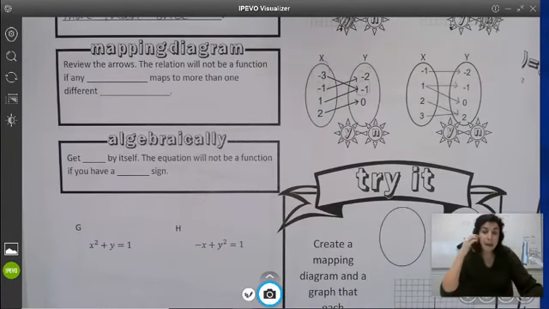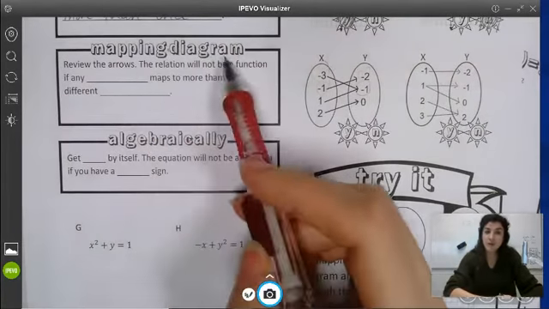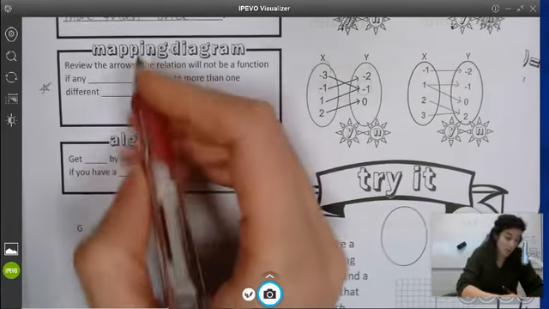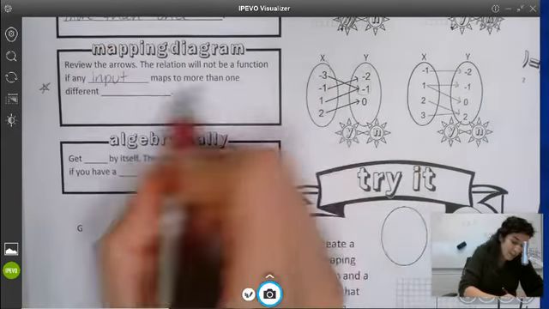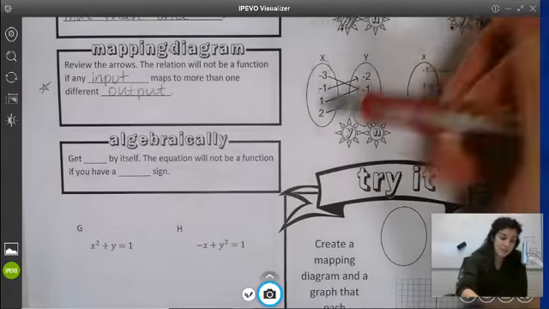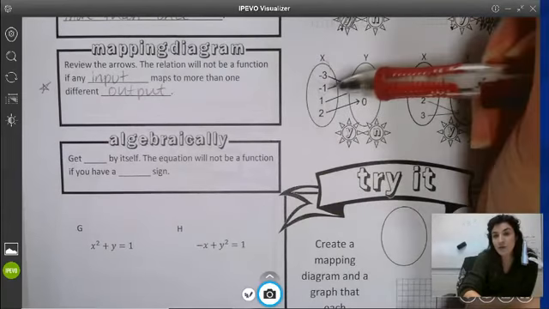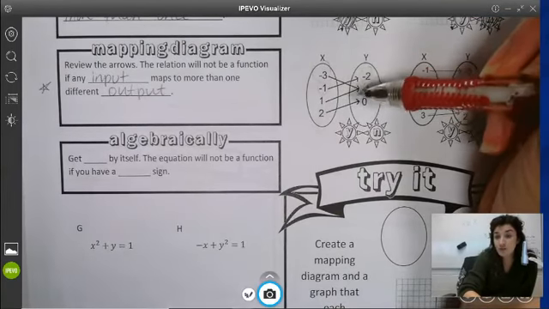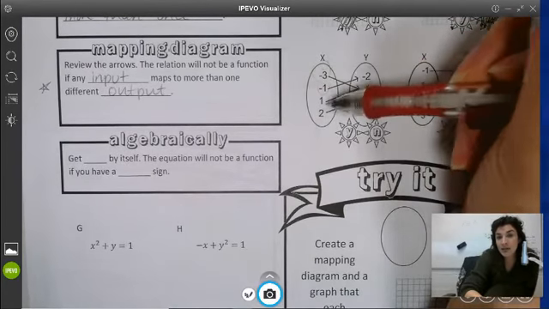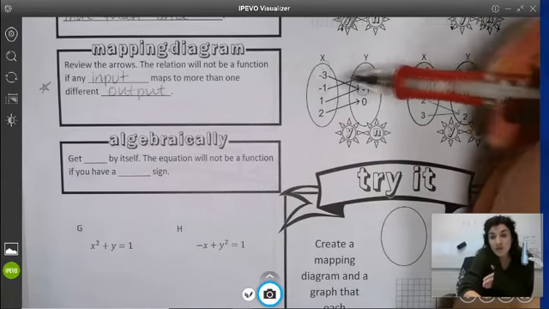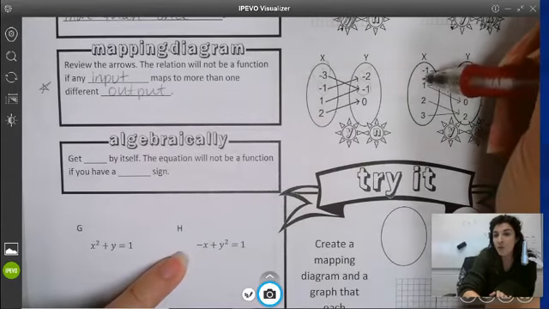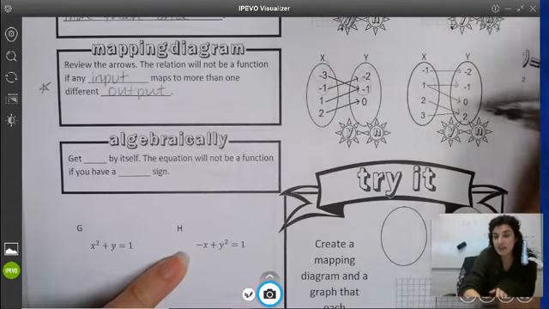In order to determine whether a mapping diagram is a function, we review the arrows. The relation will not be a function if any x value or any input here maps to more than one different output. So if any one of these x values goes to two different or three different y values, then it is not a function. While -3 and 1 both go to -1, that's totally fine because -3 is only going there. Whereas 1 over here is going to both -1 and 0.